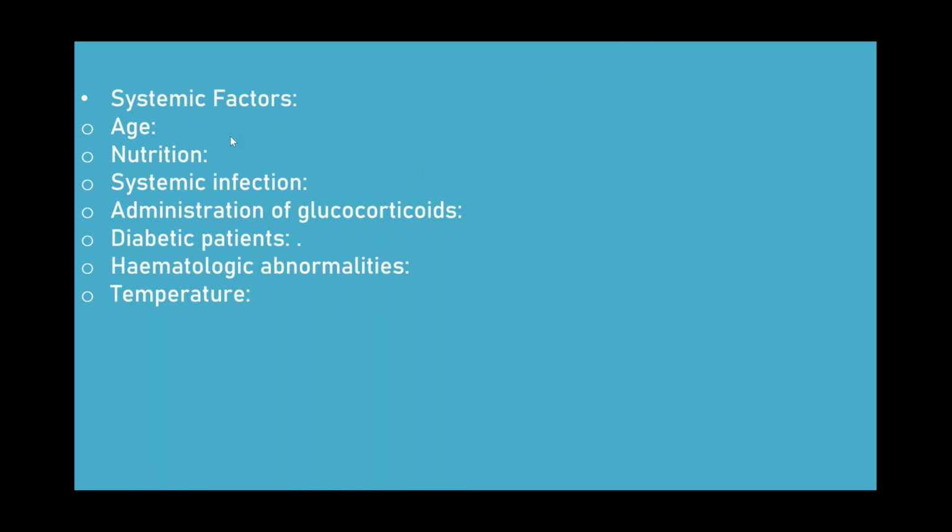So systemic factor is important, the age. So wound healing occurs rapidly in young people. What about the nutrition? How does it influence the wound healing? So deficiency of constituents like proteins, vitamin C, vitamin A, and zinc delays the wound healing. Also deficiency of vitamin C leads to failure of collagen formation. So this is why the nutrition can affect the wound healing.